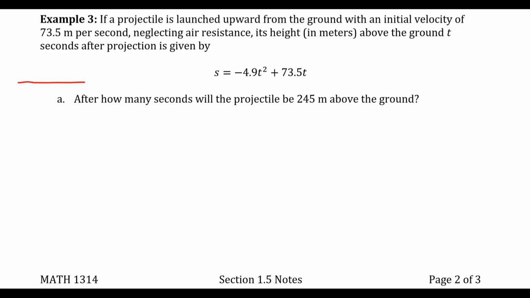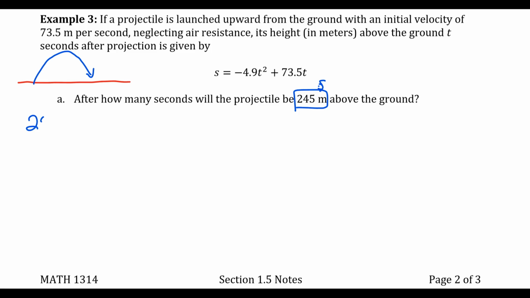So think about, here's the ground, and we're going to project something up, and then it's going to come back down, okay? Think about a fly ball or something of that nature. It goes up and then comes back down. That's what this is modeling, okay? The negative 4.9 is gravity working on it. That's what brings it back down. So after how many seconds will the projectile be 245 meters above the ground? So 245 meters is my S, my height that I'm looking for.